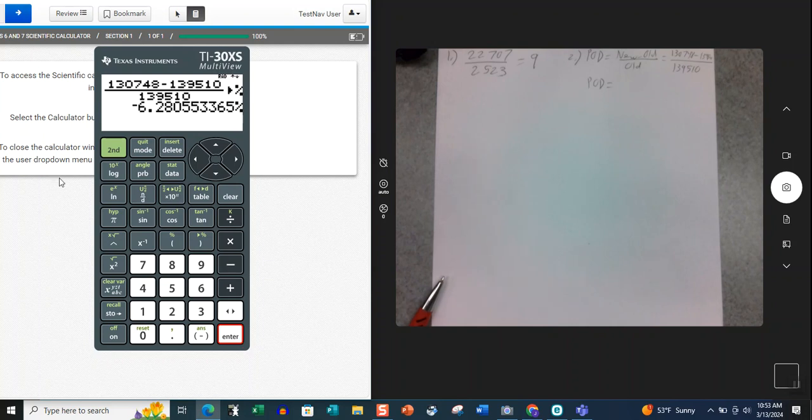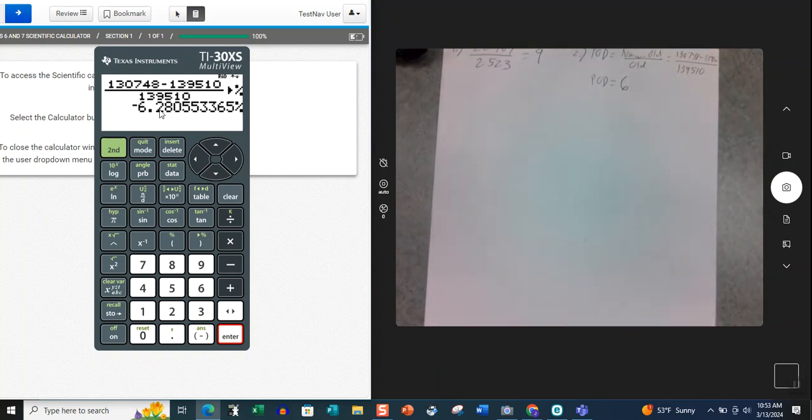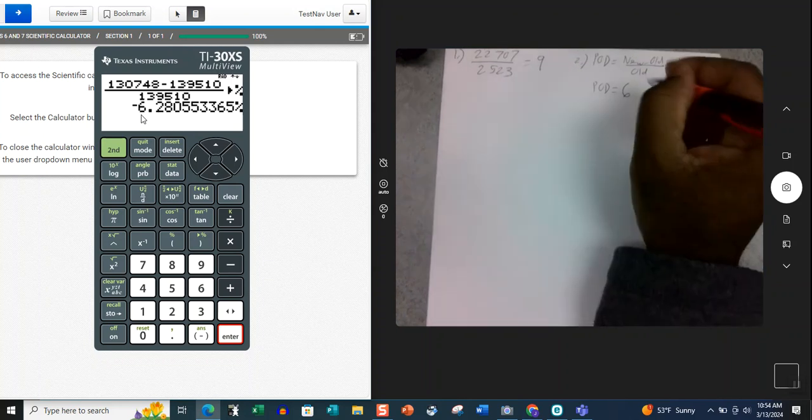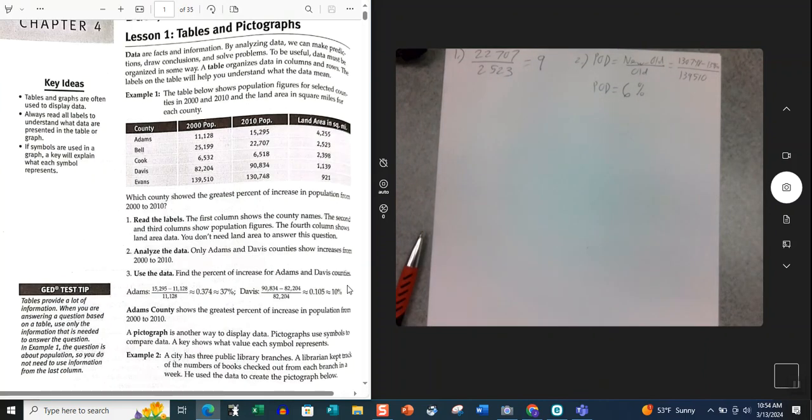Now, again, we drop the negative sign. So we know we would have 6. Well, we look at the first digit behind the decimal. If it's 0 to 4, we will leave the 6 the same. If it's 5 to 9, we will add 1 to the 6. So this is 0 to 4, so it'll leave the 6 the same, so it'll be a 6%. So the percent of decrease is 6%.